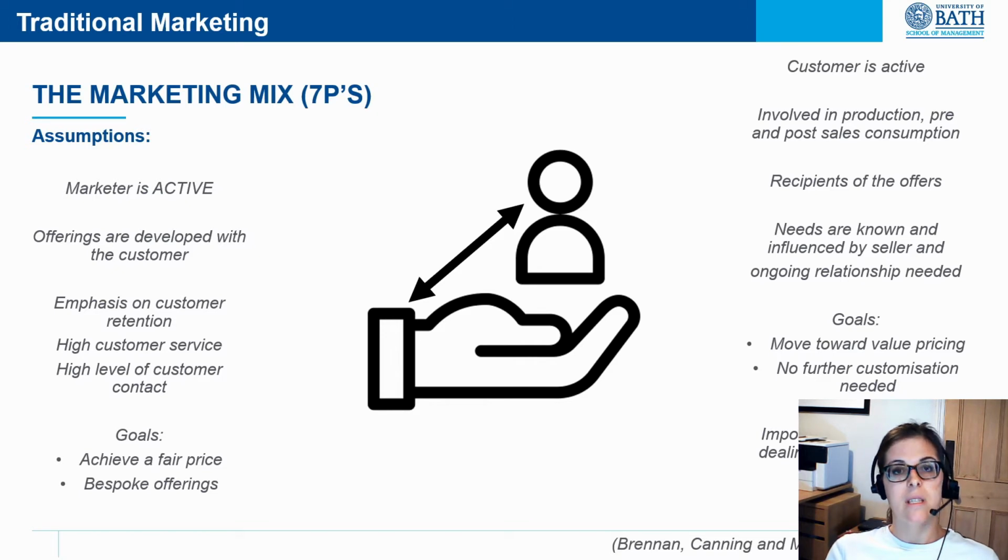Physical evidence. What evidence of the service does the customer have? So what's the end thing that the customer can feel confident that they've actually bought the service, are experiencing the service, and have a result from the service? Because remember, services by their nature are intangible.